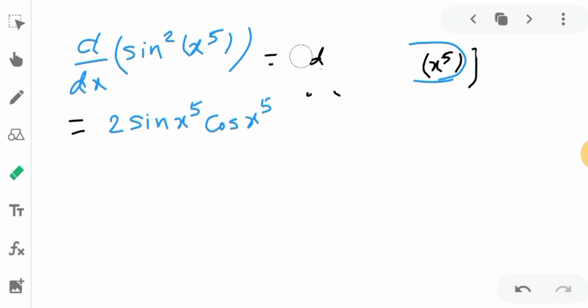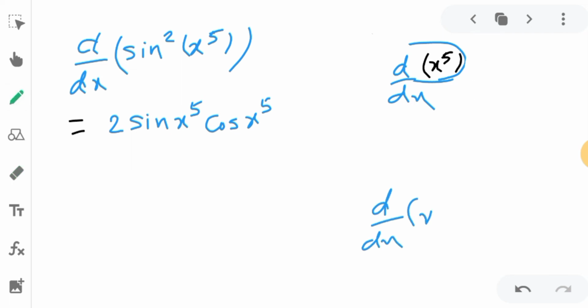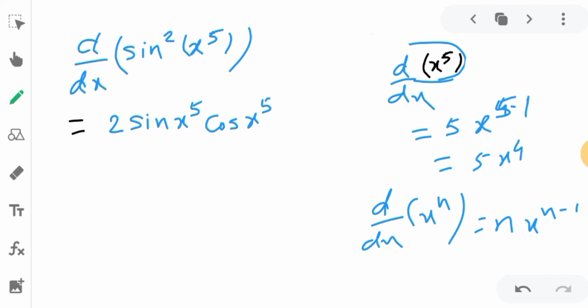So what remains? Only x to the power 5. And simple, you know, derivative of x to the power 5. What is the derivative of x to the power 5? You will use the formula: derivative of x to the power n is n into x to the power n minus 1. So what will be 5 into x to the power 5 minus 1, correct? Means 5 into x to the power 4. So at last you will write x to the power 5 derivative is 5 x to the power 4.